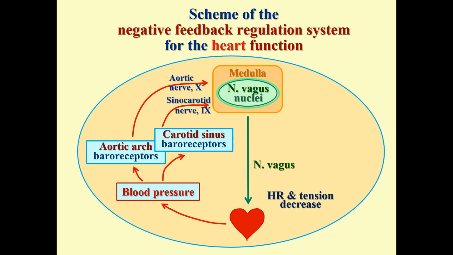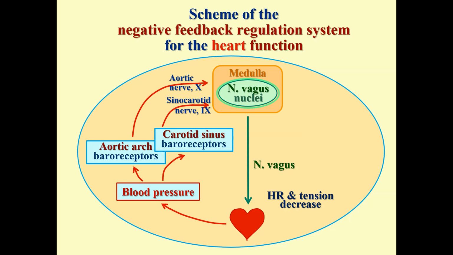And if heart rate and tension decrease due to different reasons, cardiac output is decreased and blood pressure decreases. In this case, the activity of baroreceptors decreases proportionally. And with much less activity of baroreceptors, the nuclei of nervus vagus are much less activated. In this case, vagus influence also decreases proportionally, and the heart gets fewer inhibitory impulses. So heart rate and force increase.